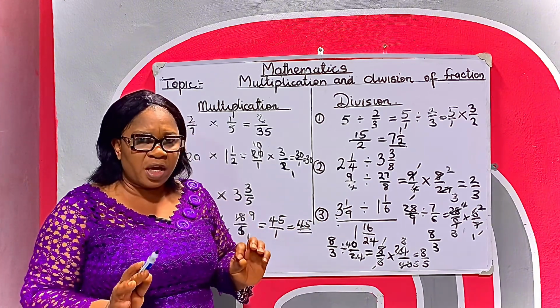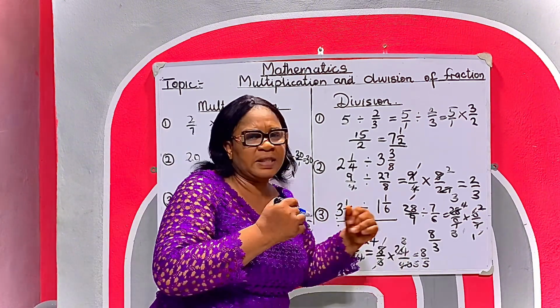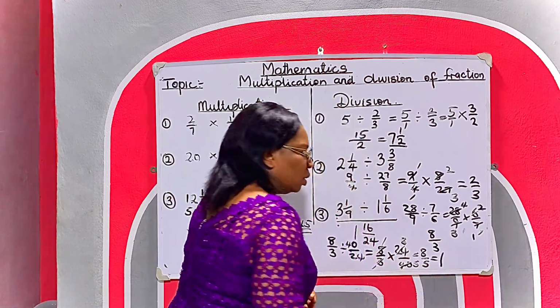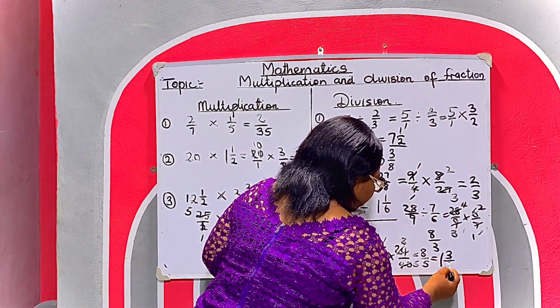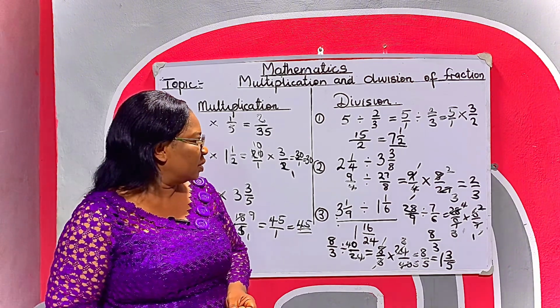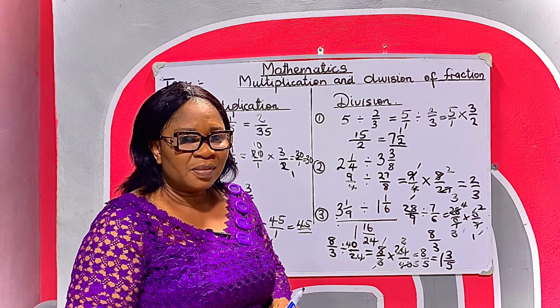You change it to mixed fraction. See? How many 5 can we get in 8? 1. Remainder 3. The denominator remains the same. That is the answer for the last one. See? What a simple sum.